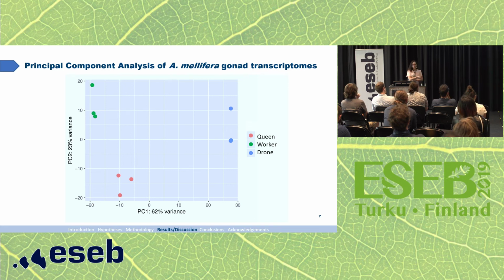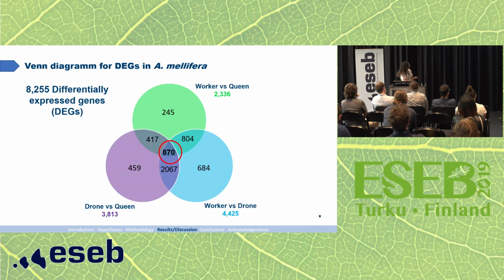Okay, and then we decided to look for the differentially expressed genes. And here I have a total of 8,255 differentially expressed genes. And here we plotted in this Venn diagram our 3 contrasts of comparisons. And as we saw before, the contrasts with drones are the ones with the higher number of differentially expressed genes. Here in the center, we have 870 genes. These are genes that are differentially expressed in all the contrasts together.